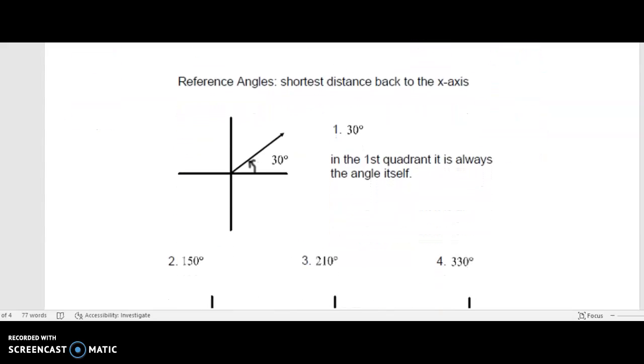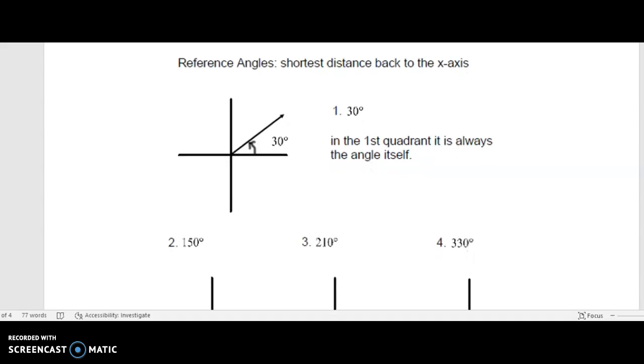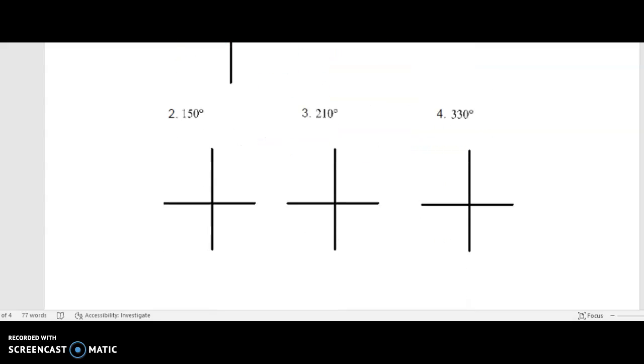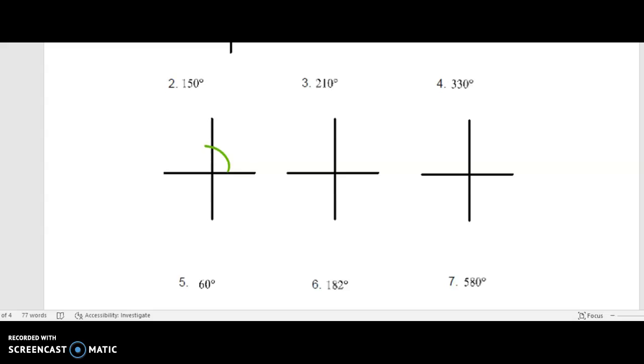All right, a reference angle is the shortest positive distance back to the x-axis. For example, if I gave you a 30-degree angle, the shortest positive, always positive, distance back to the x-axis is 30 degrees. If I gave you a 150-degree angle, which would be right about here, the shortest distance back to the x-axis would be this 30 degrees. So the reference angle is 30 degrees.